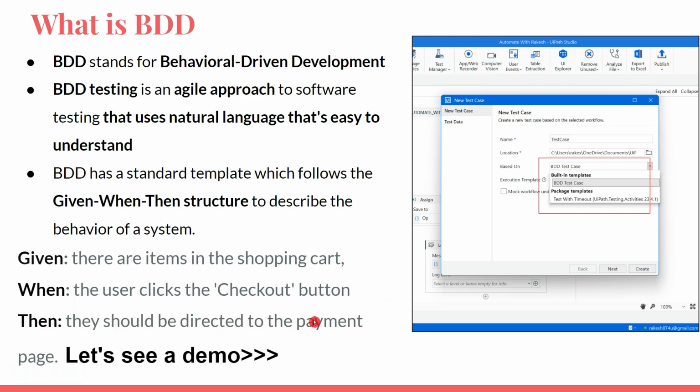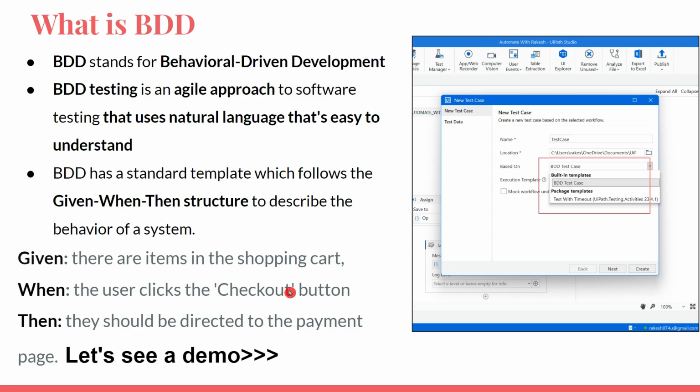They should be directed to the payment section. Only when you have some items and you hit the checkout button, that is where the payment page should appear, right? If there is no item and you are hitting the checkout button, should it go to the payment page? No. You have no items, then why should it go to the payments page at all? So you are checking what? The behavior of this button.